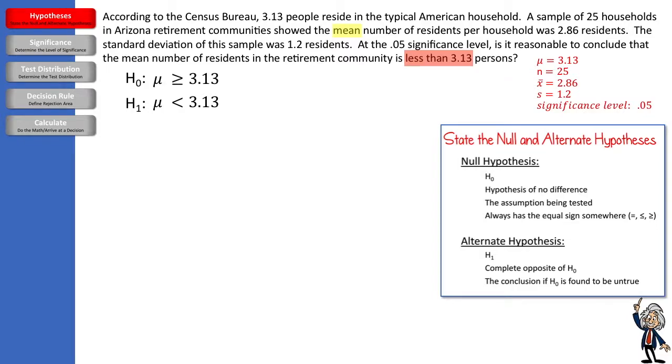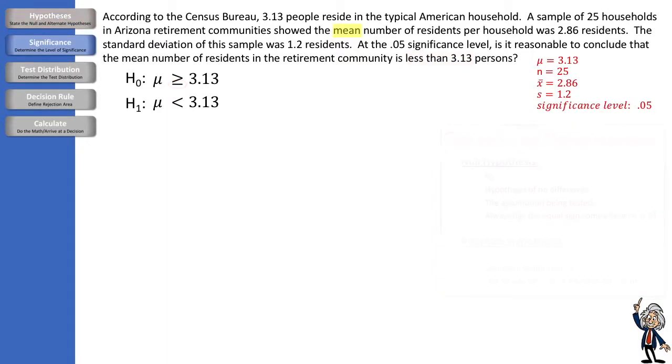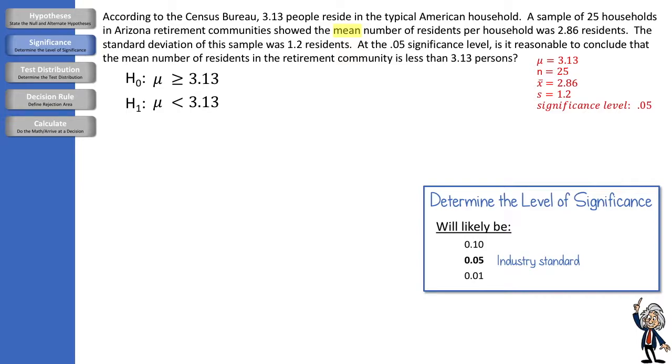Remember, the null covers all the ground that the alternate hypothesis doesn't cover, and vice versa. And remember, again, equal is always in the null. So that's it for step 1. Step 2 is to determine the significance level. Easy step because, hey, it's given in the problem. So we'll just write that down. You can say alpha equals 0.05.